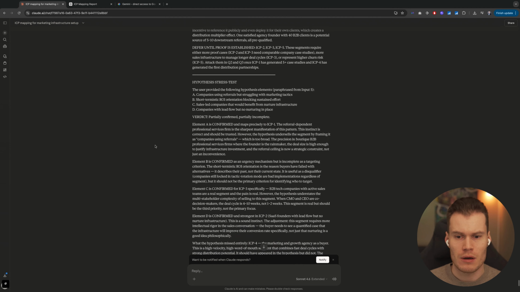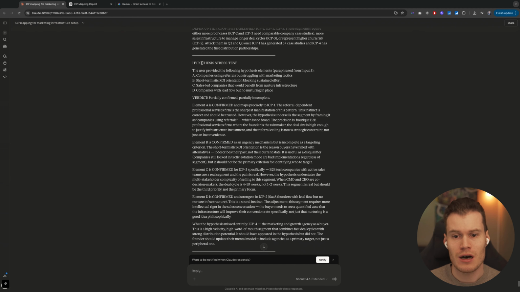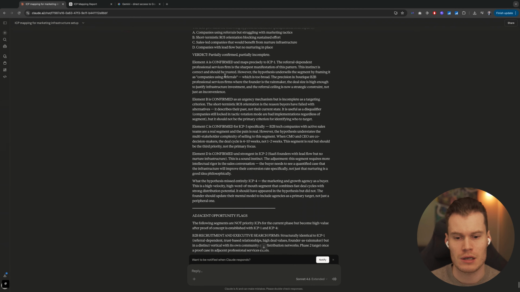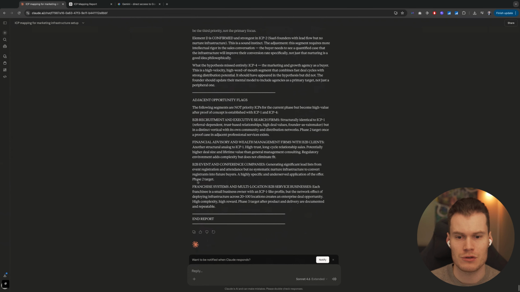Then what it also does is stress test the thesis and gives you super deep information about how to approach it. It gives you opportunity flags in terms of how you could do it, how you could partner, and what other things you can do to strengthen this.